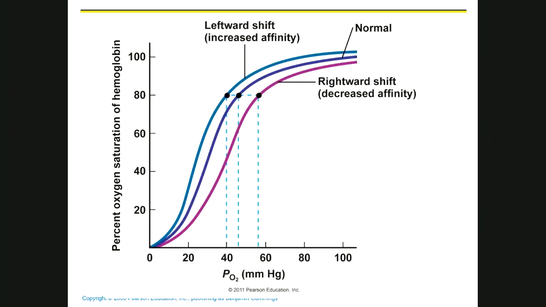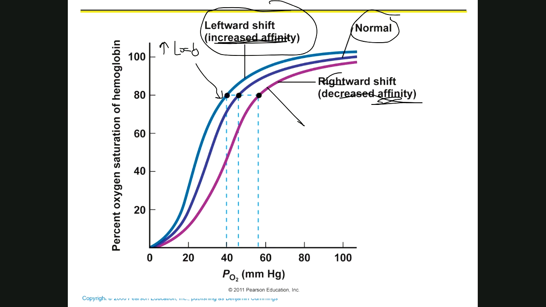So here's our normal curve. There's the left shift. Look what happens to affinity. So what is it easier to do if it shifts to the left? Load or unload? It's easier to load. But look, here's the other one. If it shifts to the right, affinity goes down. And if it shifts to the right, what does it make it easier to do? Load or unload? Unload. Everybody getting this? Sounds like you are.